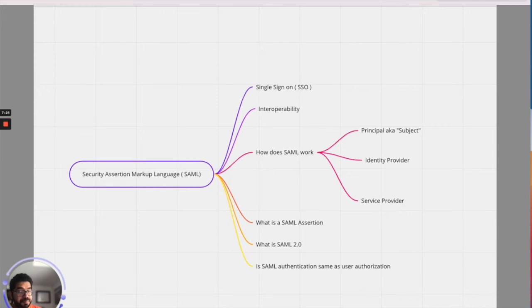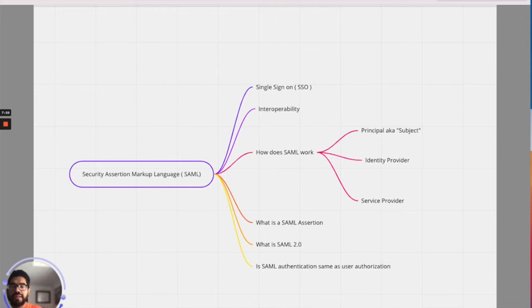Now, if the principal was not already logged in, the identity provider may prompt them to log in before sending that SAML assertion. So if this is my first time logging in, I have to enter my username and password. But once that is done, the service provider knows that the SAML assertion has been received from the identity provider and they're ready to go and you can log in. So that's the overall flow of the identity provider and service provider.